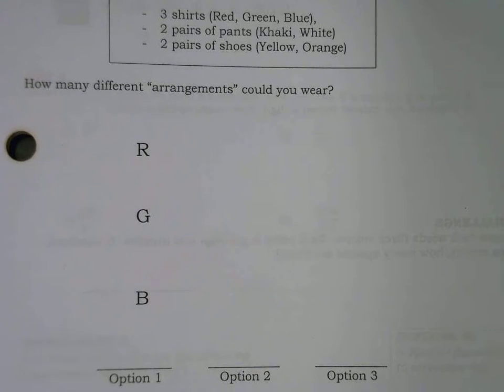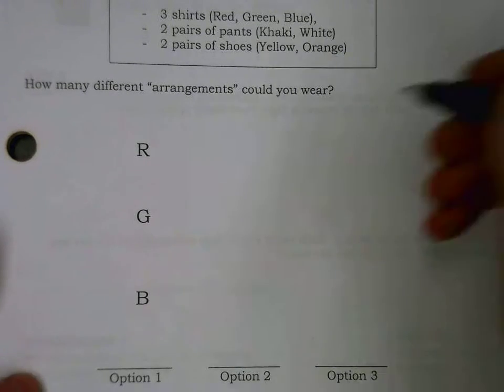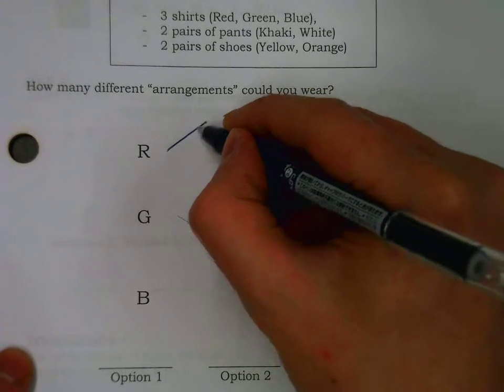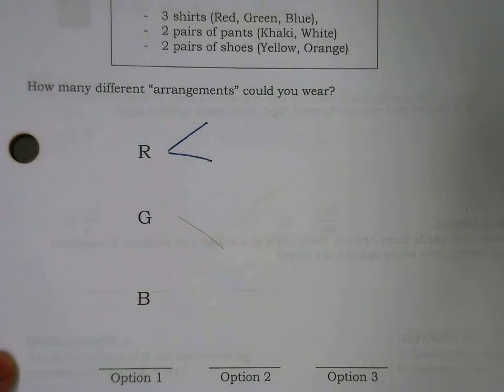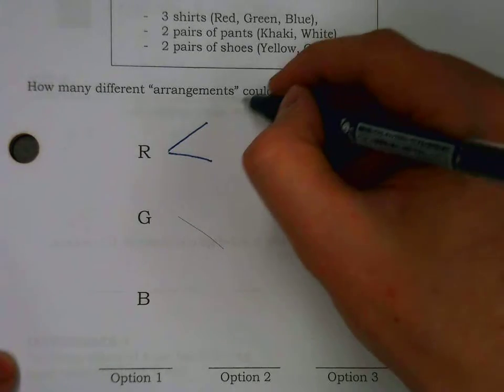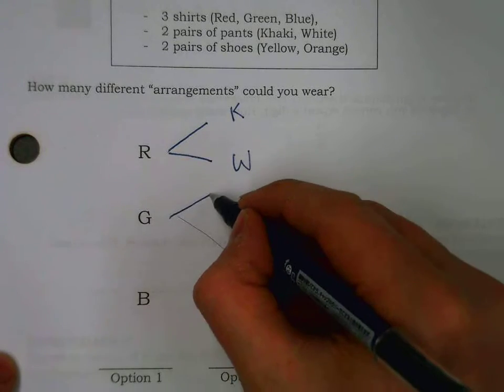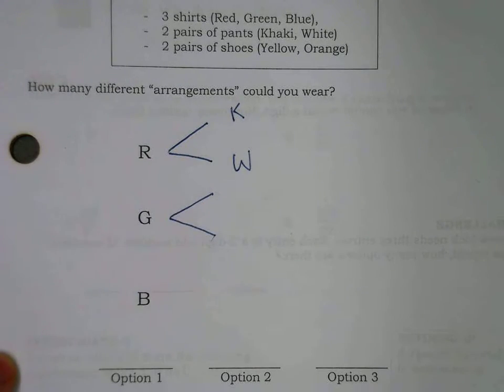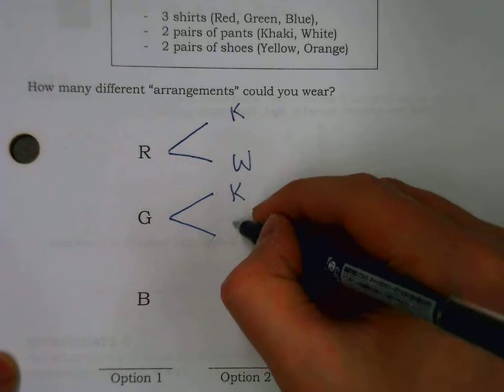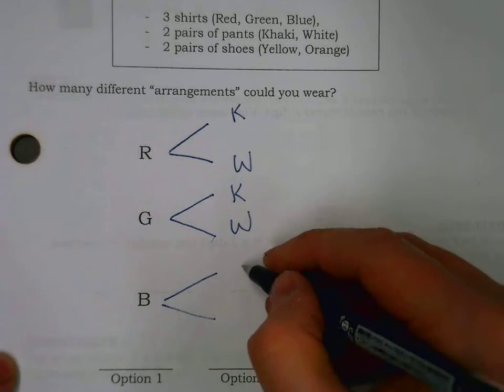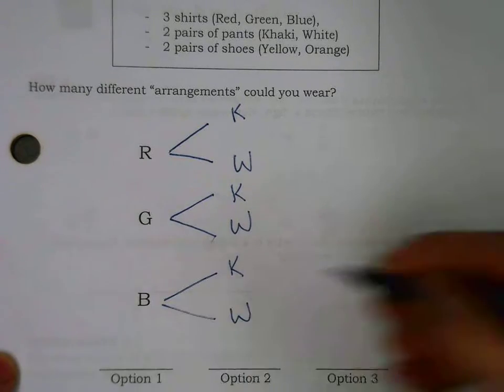Well, if we try to visually organize this, we can make a tree diagram to talk about option 1 being your shirts, option 2 being your pants, and option 3 being your shoes. If we start with a red shirt, we could say that there are two options, and we could branch off from your red shirt to talk about your khaki pants or your white pants. We could similarly say the same thing for the green shirt, khaki pants or white pants. For blue shirt, khaki, white.